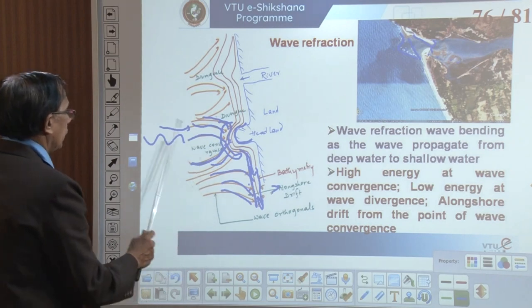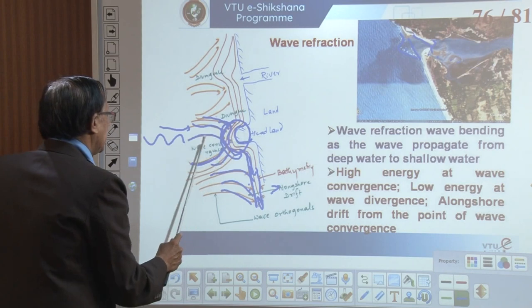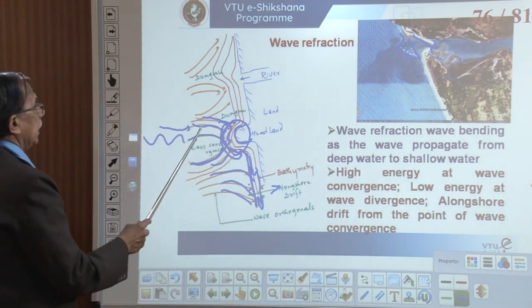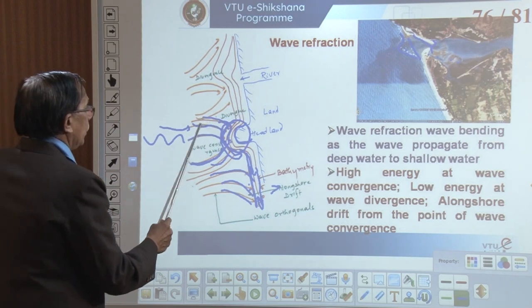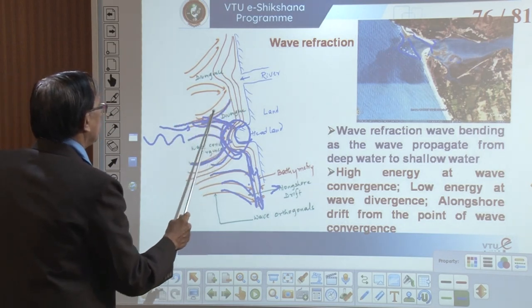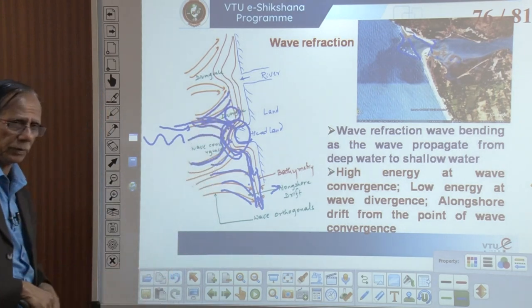These are called wave orthogonals. Along, or in the vicinity of, or in front of a headland, wave convergence takes place. That's a headland. All waves are concentrated here, and there is no other effect. Waves move like this. As a result, wave divergence takes place.